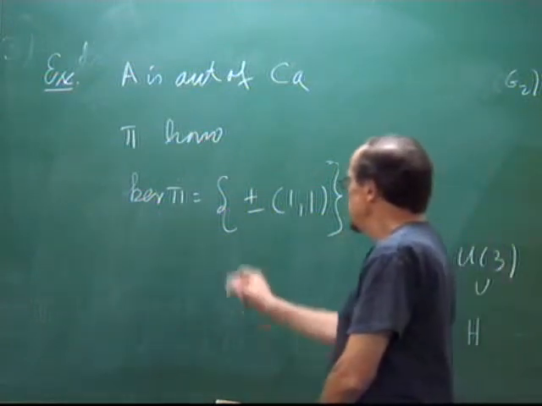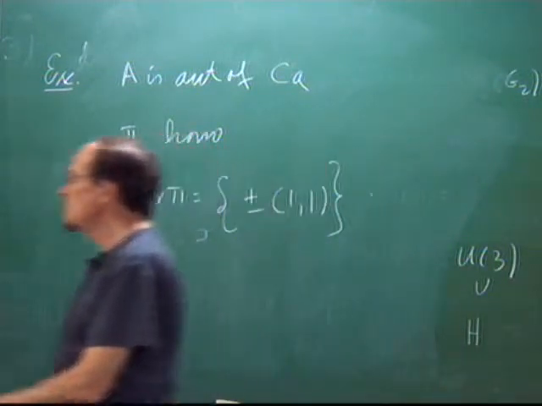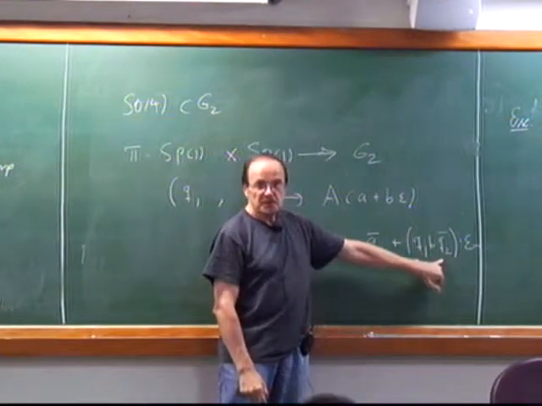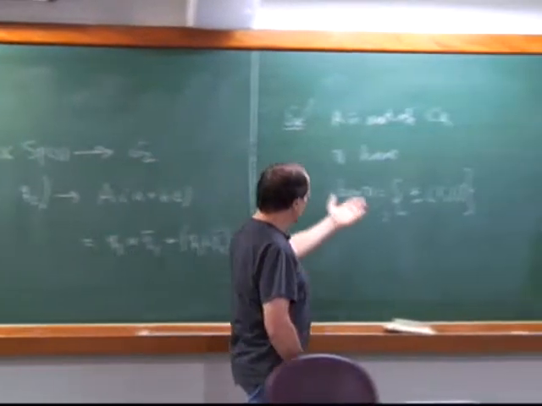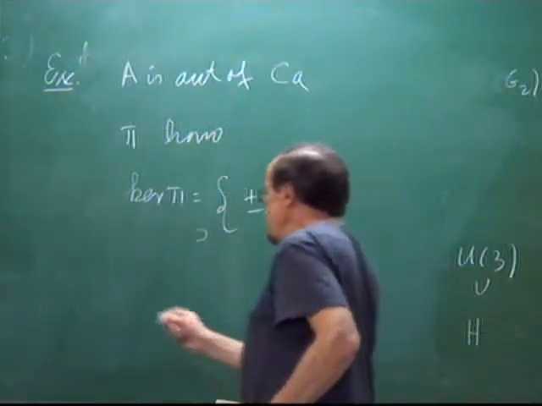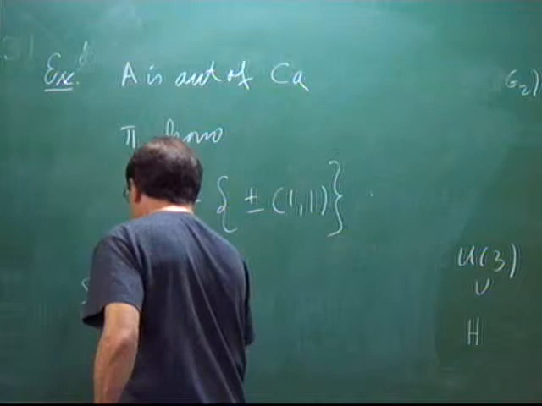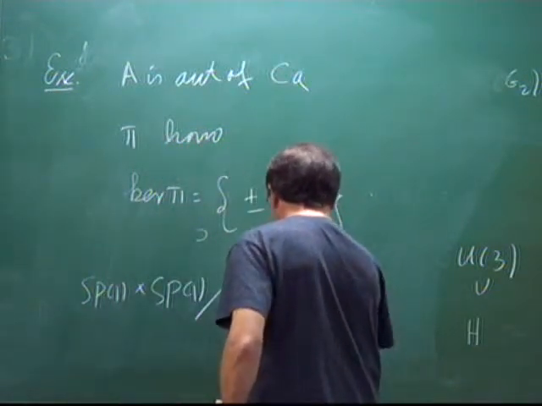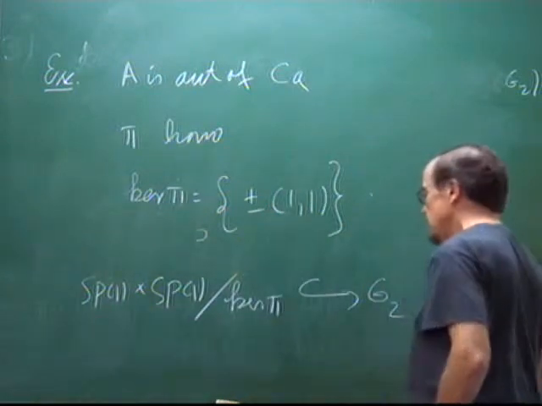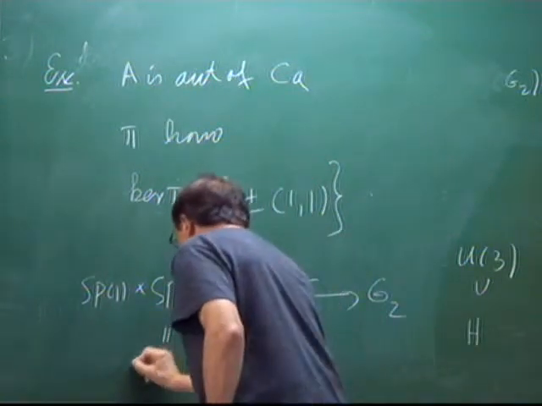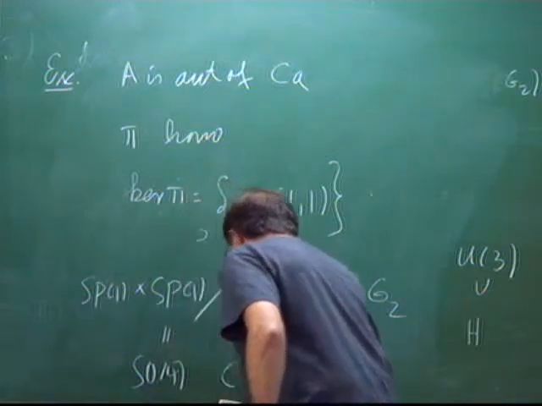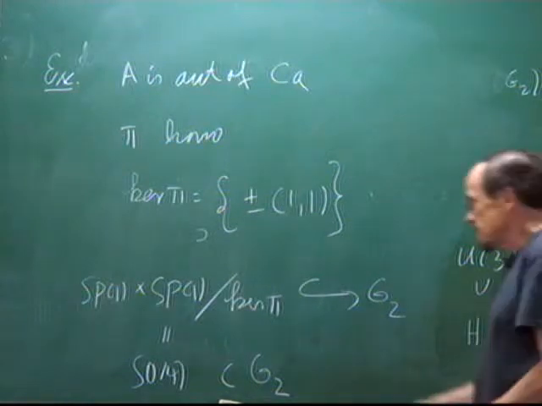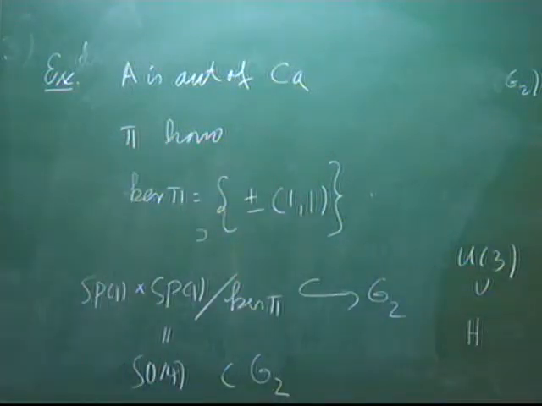I claim this inclusion is clear, right? If Q1 and Q2 are both minus 1, then this is trivial, and this is also trivial. So the claim is that's the whole kernel. Right? That means I get an induced map from Sp1 cross Sp1 divided by the kernel, embedding into G2 as a homomorphism. And of course, this here we saw was SO4. So I have an embedding of SO4 into G2. Right. So it's another interesting subgroup of G2.